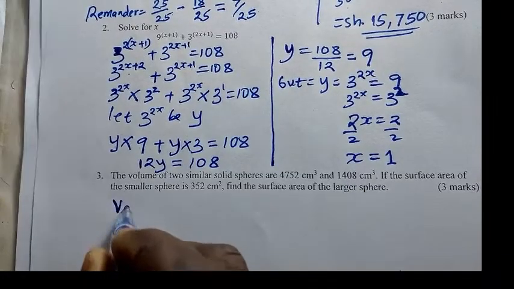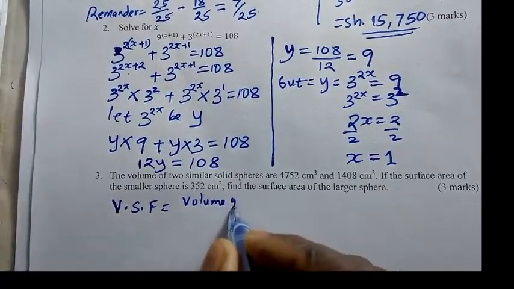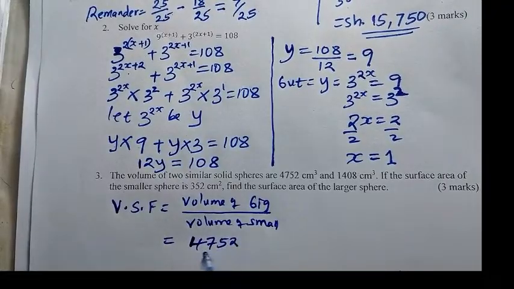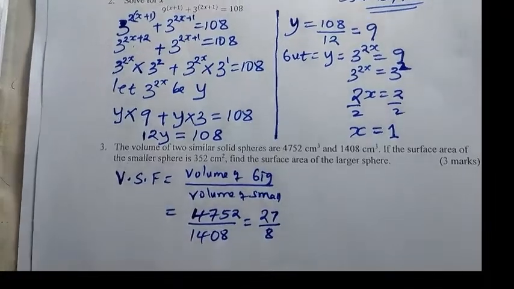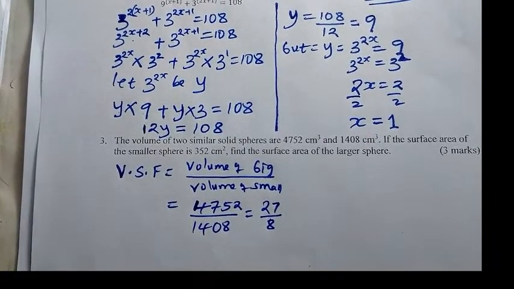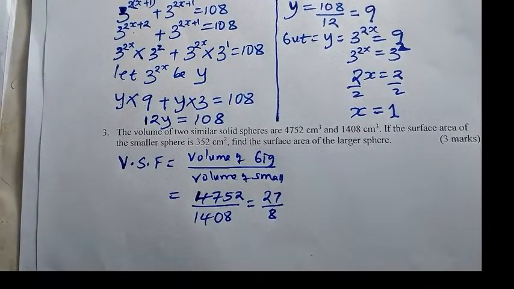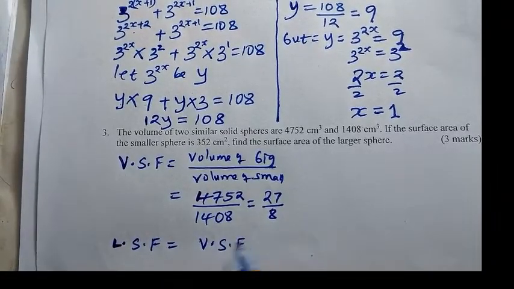So volume scale factor will be equal to the volume of the base 4752 divided by 408. This one will give us the volume scale factor, which is 27/8. So that one gives us the volume factor, volume scale factor. But what we want first, let us get the linear scale. One is equal to volume scale factor cube.